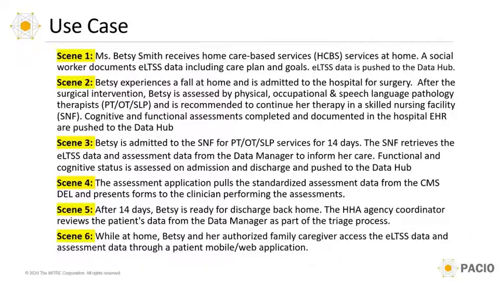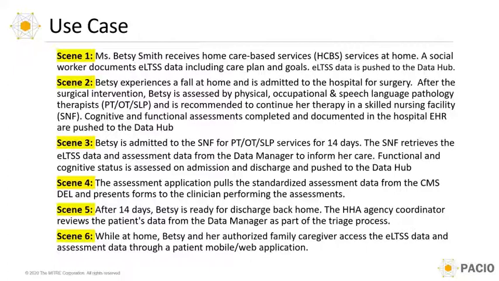In scene 2, we have the patient experiencing a fall at home and then being admitted to the hospital for surgery. After the surgical intervention, the patient is assessed by PT/OT and SLP and is recommended to continue her therapy in a skilled nursing facility. In the hospital, she has cognitive and functional assessments that are completed. They're documented in the hospital EHR and then are pushed to the data hub.